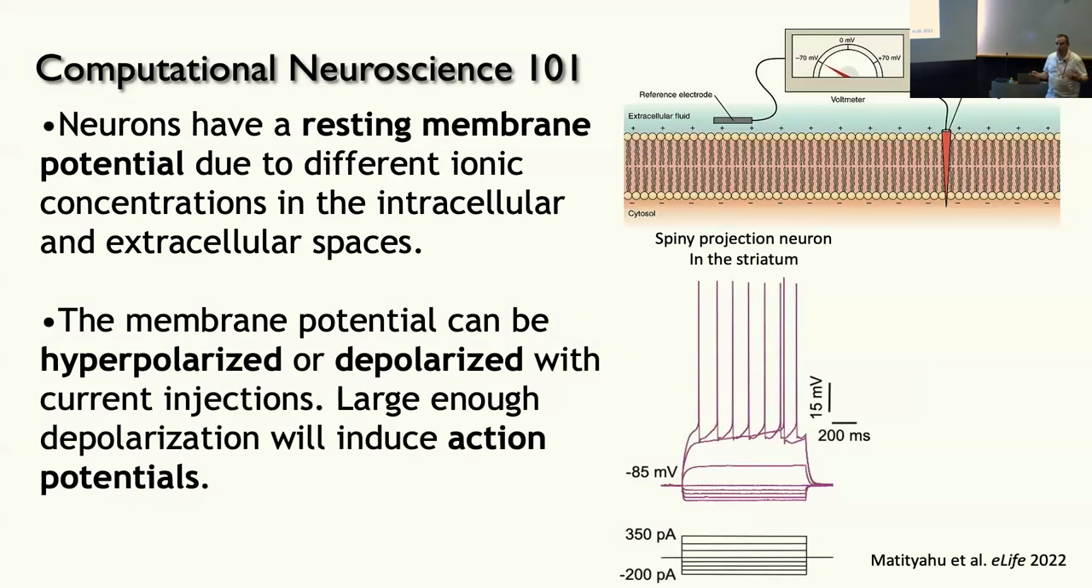And then you're told that if you do an experiment, you probably see this in the textbooks, that if you hyperpolarize or depolarize the cells, in this case a spiny neuron in the striatum, the neuron will be hyperpolarized by hyperpolarizing current injections and depolarized by depolarizing ones. And if you depolarize it enough with a large enough current injection, you'll get spikes or action potentials. And then you'll move on to the next study.